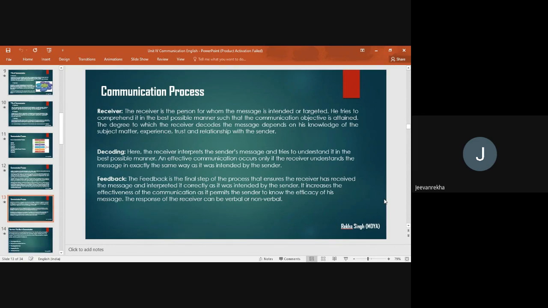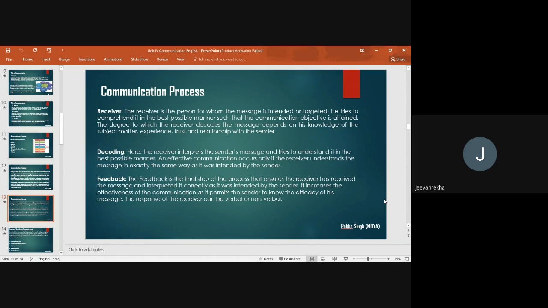Next, receiver. The receiver is the person for whom the message is intended or targeted. You are the receiver right now. I'm targeting, of course, you. The receiver is the person for whom the message is intended or targeted.